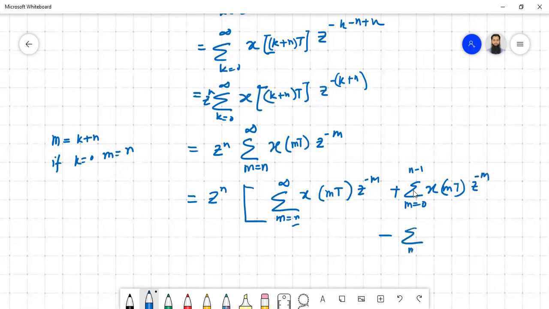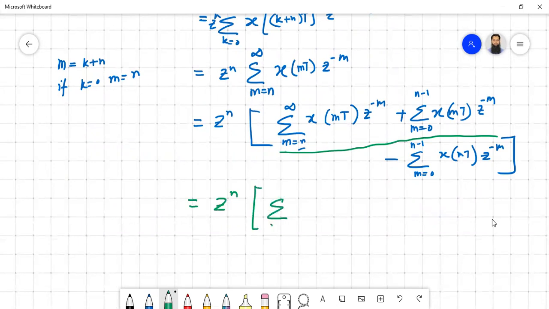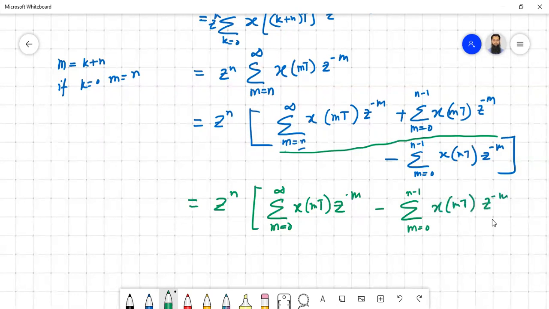Also, you have to subtract that one, so m equal to 0 to n minus 1, then x(mT) z to the power minus m. Is it okay? So now these two can be added together and we can have the range from 0 to infinity. So z to the power n, summation from m equal to 0 to infinity of x(mT) z to the power minus m, minus the summation from m equal to 0 to n minus 1 of x(mT) z to the power minus m.